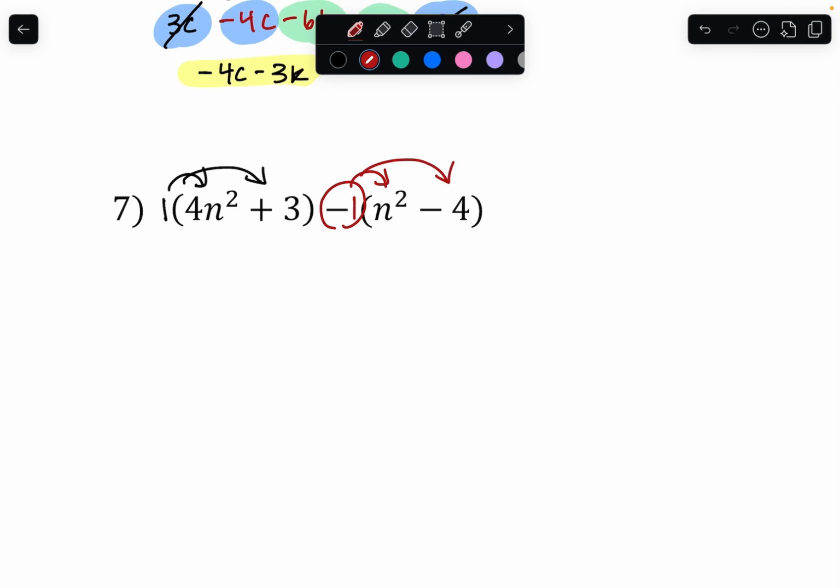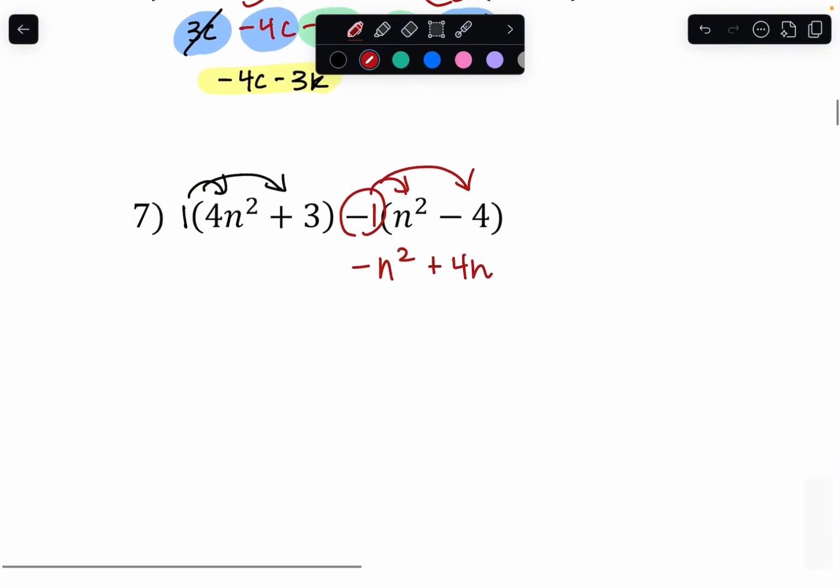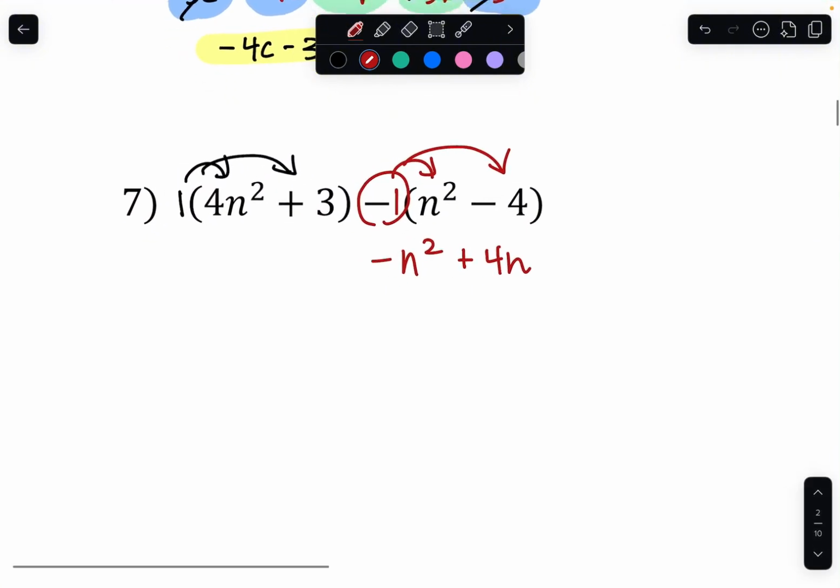That will change the parentheses to negative n squared plus 4n. Basically flips the sign of everything after. And so the 4n squared plus 3 doesn't change.